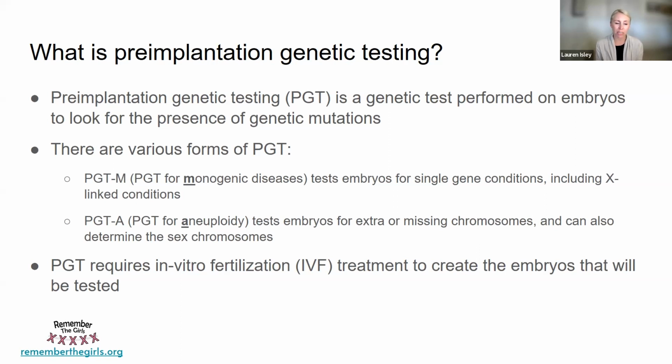The first form of PGT is PGT-M, and the letter M stands for monogenic diseases, meaning genetic conditions that are caused by a specific genetic variant in a gene. PGT-M tests embryos for single gene conditions, and this does include X-linked conditions. For the purpose of this discussion today, PGT-M is probably going to be the most relevant type of PGT to you. There's also PGT-A, and A stands for aneuploidy, and this tests embryos for extra or missing chromosomes.